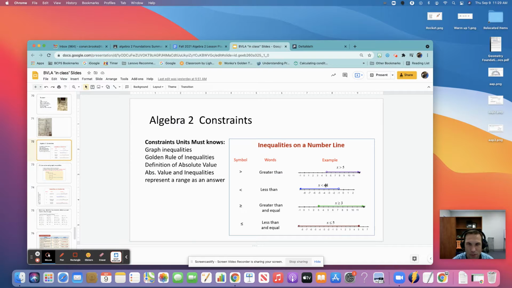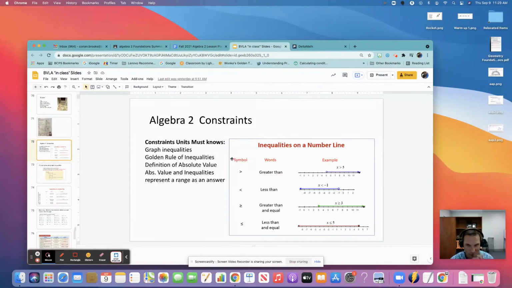For inequalities, there's greater than, less than, greater than or equal to, less than or equal to. The or equal to is shown by a solid dot over here, and just the greater than or less than is shown by an open dot.